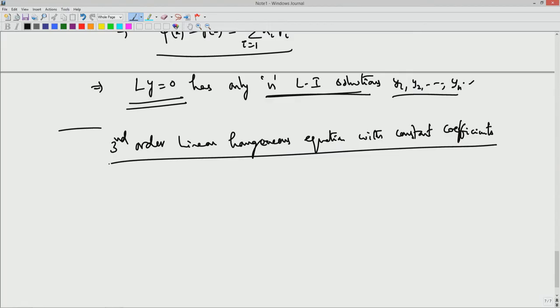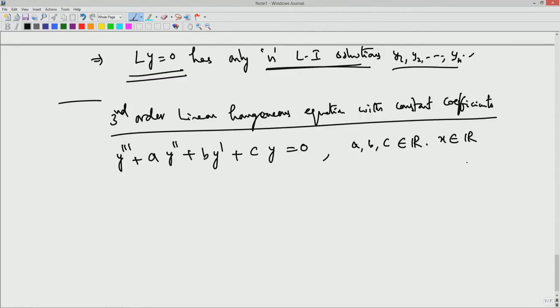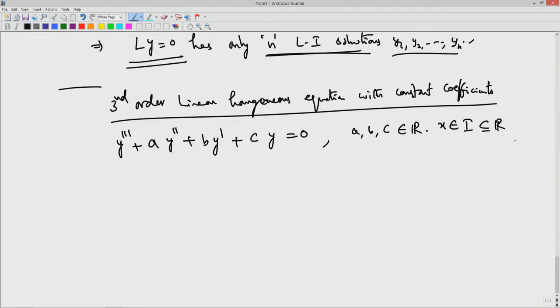If your coefficients are constants for this third order equation, y triple dash plus a y double dash plus b y dash plus c y equal to 0, where a, b, c are constants, and I is your domain, which is part of the real line, then again how do I find the solutions? e power lambda x. Because the linear equation has the form e power lambda x, you can check whether this is a solution.